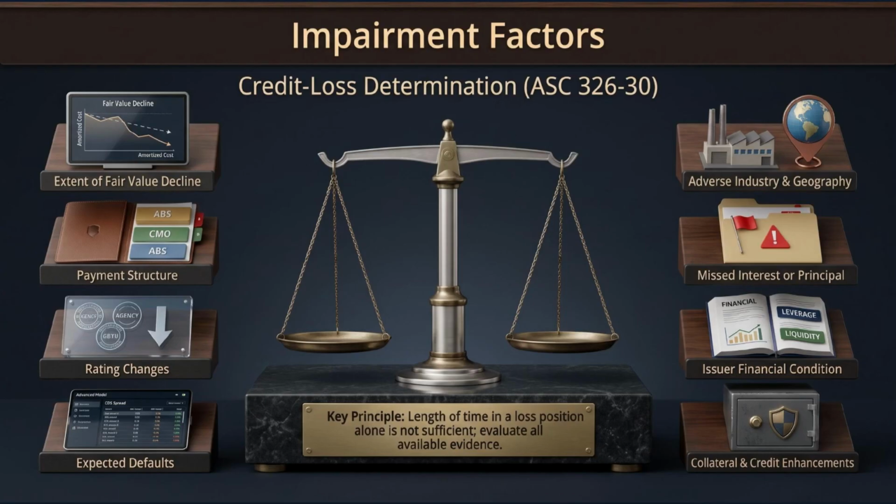The impairment analysis must be supported by evidence. Factors include the extent of fair value decline, adverse industry or geography, payment structure, missed principal or interest, rating changes, issuer financial condition, expected defaults, collateral, and credit enhancements. No single factor automatically decides the answer. Even the length of time in an unrealized loss position is not enough by itself. A security can be underwater for a long time, but the entity still needs a documented cash flow and credit analysis. Time alone is not the accountant's crystal ball.